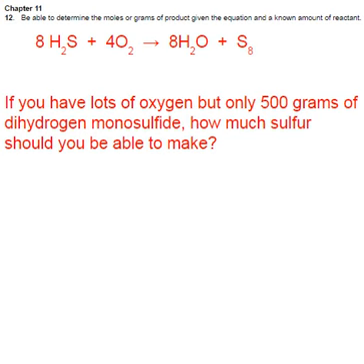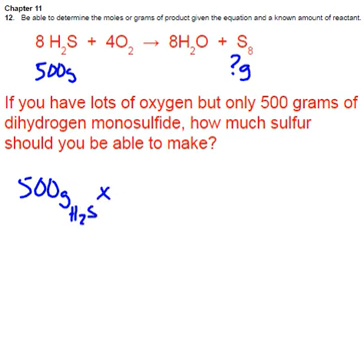So for number 12 here, I told you you have lots of oxygen, but only 500 grams of the dihydrogen monosulfide. How much sulfur should you be able to make? We almost always have our measurements in grams because that's the equipment we have, balances. So I've got 500 grams of this stuff. I want to know how many grams of this stuff I can make. So same three steps over and over.